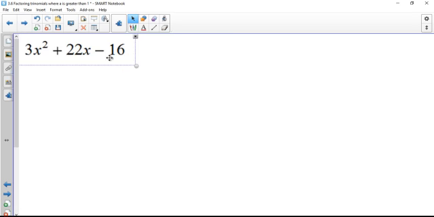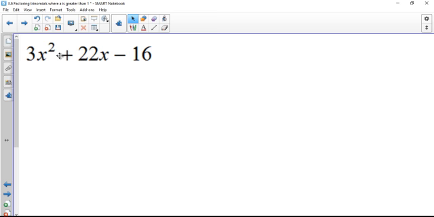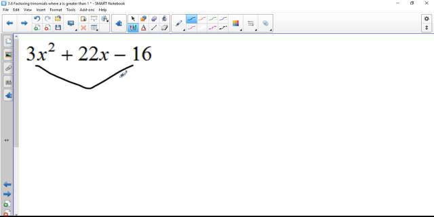Okay, I'm going to let you go ahead and do this one. I'll come back. Actually, I'll just do it. So we've got 3 times 16, which is 48. Okay, I'm going to skip forward a little bit. Multiplies to 48, adds to 22.